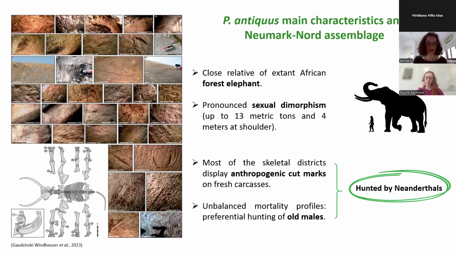to get meat, first of all, but also marrow, because as you can read in a recent paper published in 2025 by my colleagues, in a specific part of the Neumark-Nord 2 site there was the so-called fat factory, in which Neanderthals actively extracted marrow from bones, which is a very time-consuming and a very long process, and complicated also.